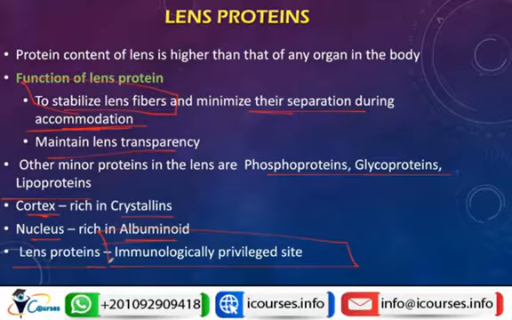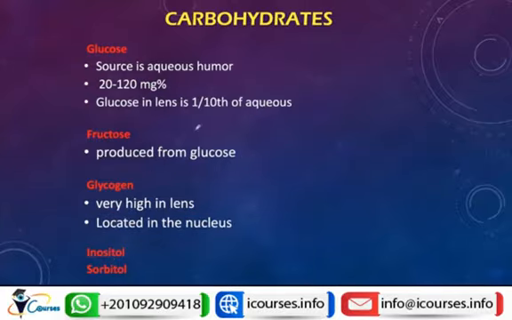So we talked about the water, then the protein, and let's now talk about the minor elements present in the lens, such as carbohydrates. Carbohydrates are present in the lens in different forms. The most important is the glucose, which comes from the aqueous humor. It has a concentration between 20 to 120 milligram percent, and the glucose in the lens is 1/10 of its concentration in the aqueous.